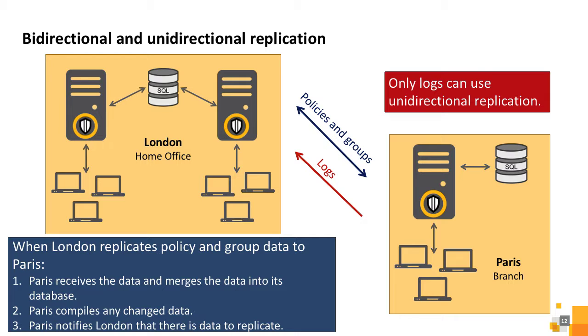Unidirectional replication is one way from one site to another. You can only replicate logs in this manner. For example, an administrator may decide that London is a central repository for all logs and only replicate logs from Munich and Paris to London, but these logs are not replicated to Munich and Paris.